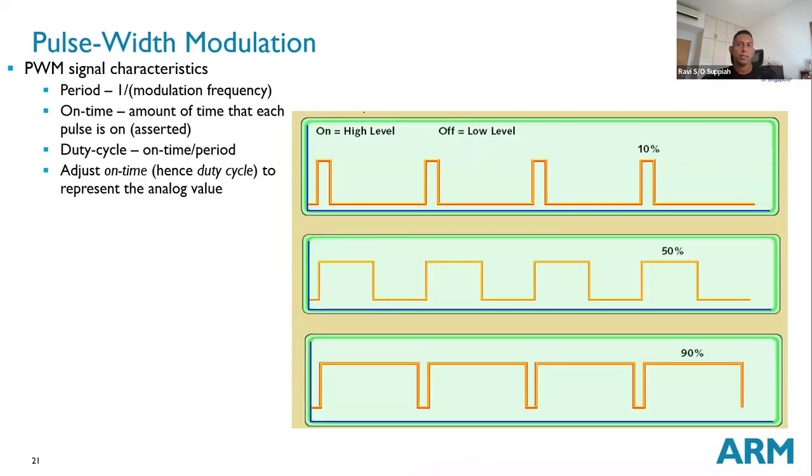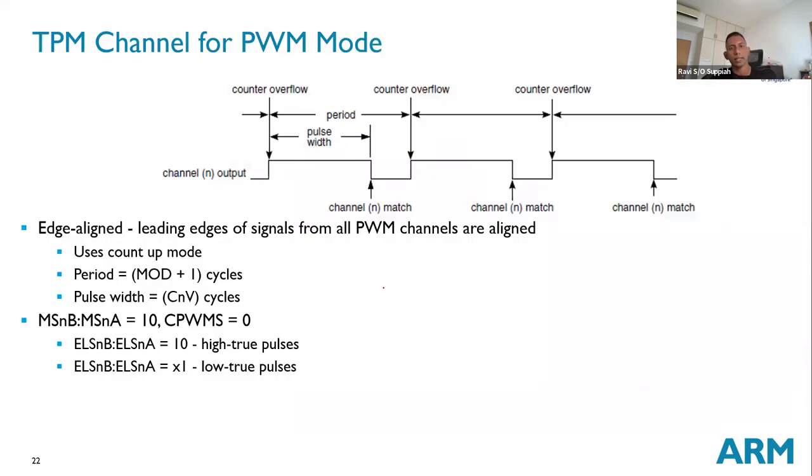PWM, I think you all know by now, is basically a way to generate an equivalent analog signal. If the duty cycle is low, then the equivalent analog voltage is low. Let's say this is 3.6 volt and this is 0 volt, then this could be maybe 0.9 volt. 50% means it'll be 1.8 volt. 90% means it's close to the full value, maybe about 3.3 volt. So PWM is just a way to generate an equivalent analog voltage from pulses. That is the whole idea.